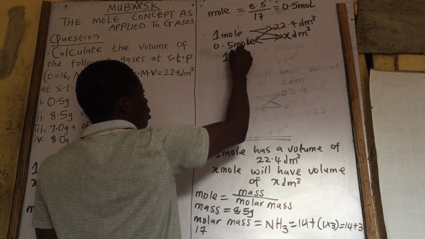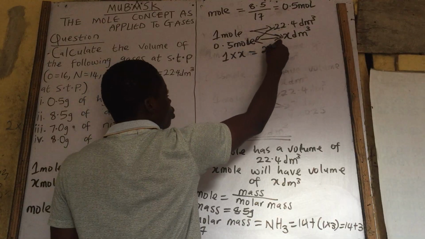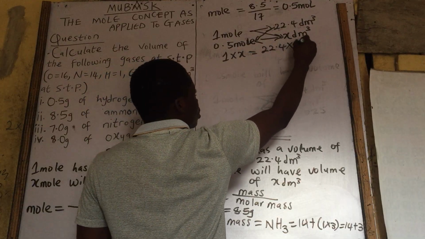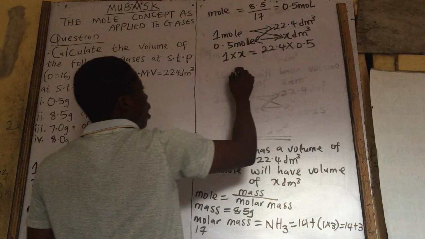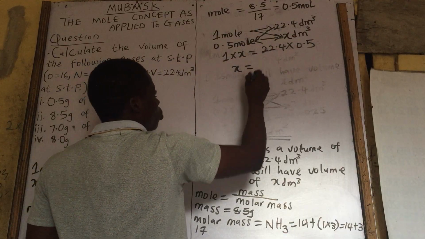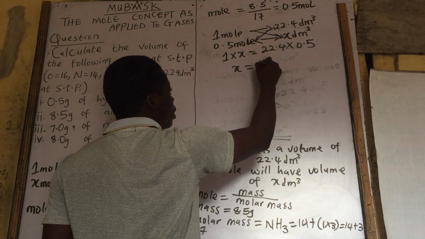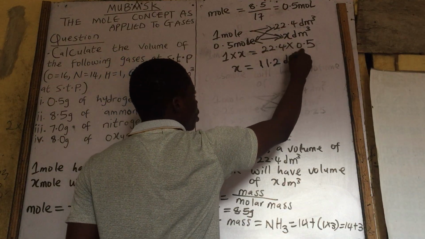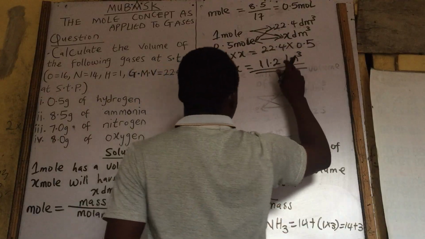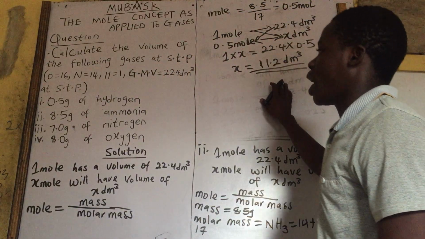Now I can determine my volume by cross multiplying: 1 times X equals 22.4 times 0.5. 1 times X is X, equal to 22.4 times 0.5, which gives us 11.2 dm³. This is the volume of ammonia.